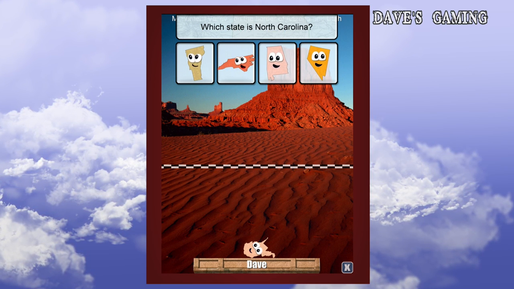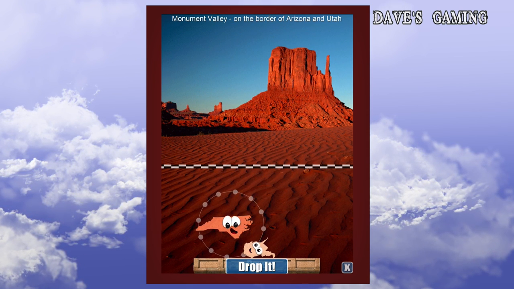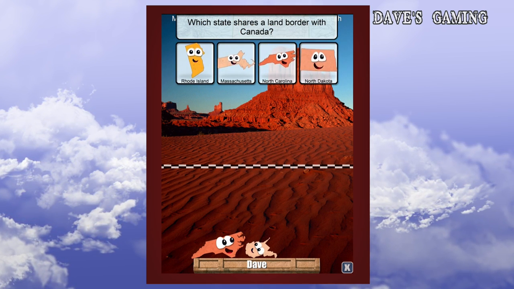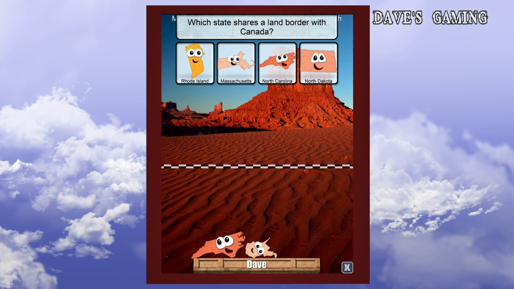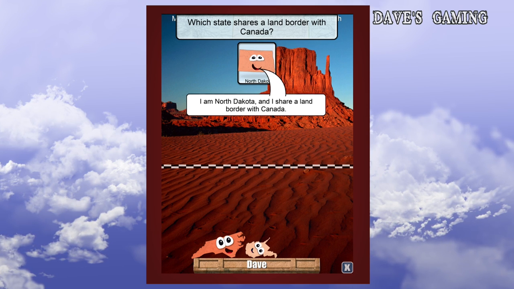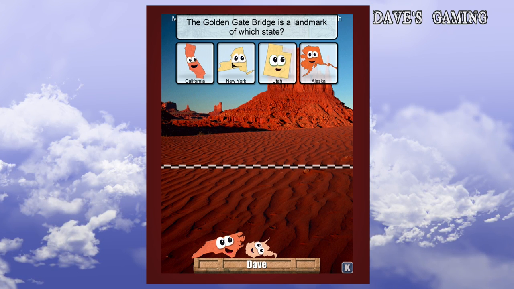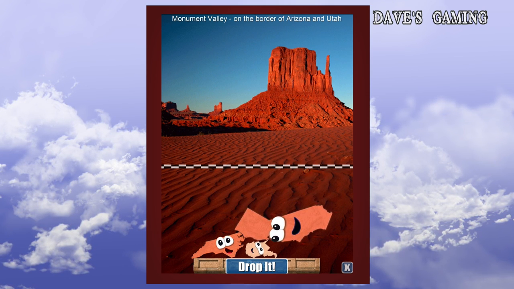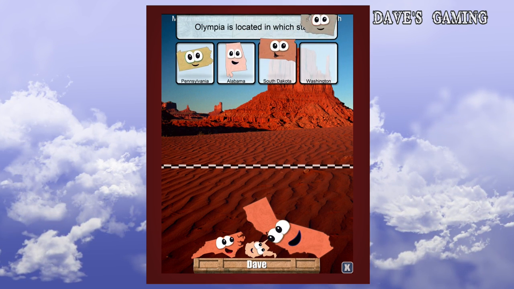Which state is North Carolina? Oh, geez, I don't remember. That's right. I knew just about. All right, here we go. Continue. Which state shares a border with Canada? I would say Massachusetts. Massachusetts? No? Bullshit. Oops, excuse me. North Dakota. Okay. The Golden Gate Bridge landmark, it's California. Yes, I know. It's in San Francisco. All right, put it down. Please don't. Yeah, stay. Yes.